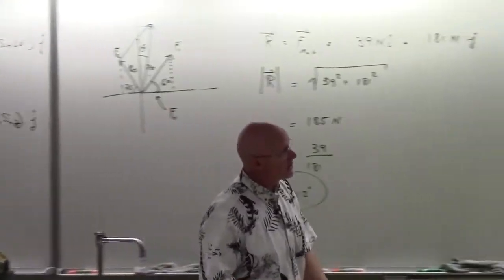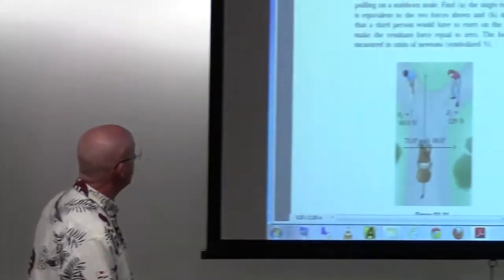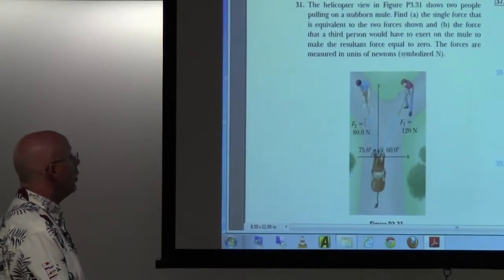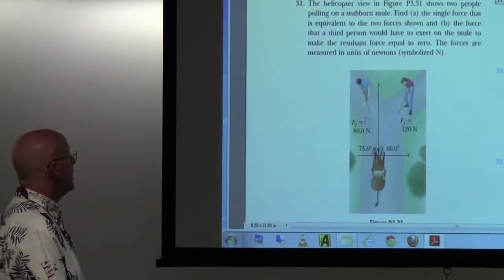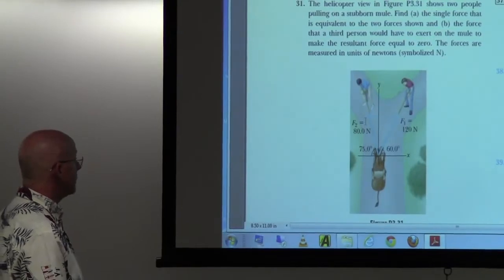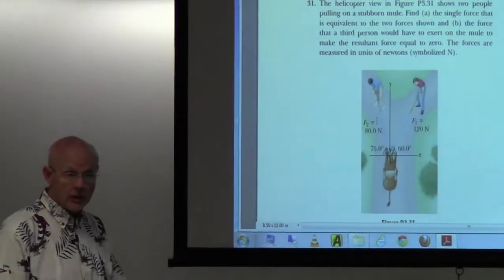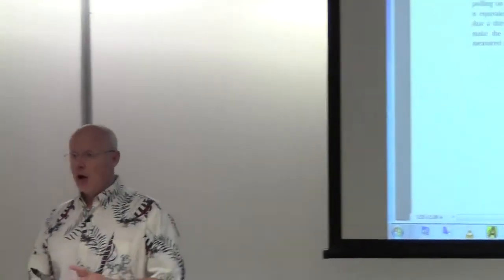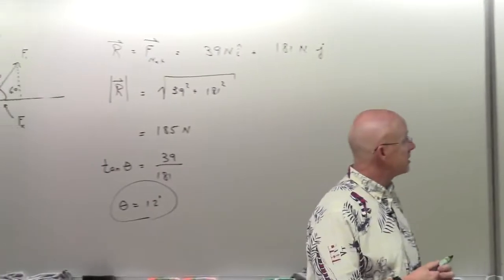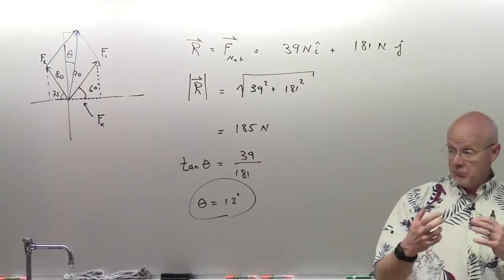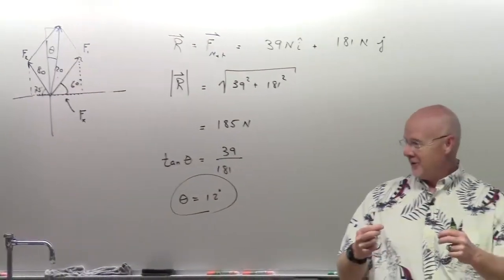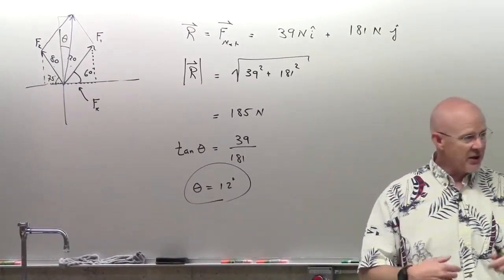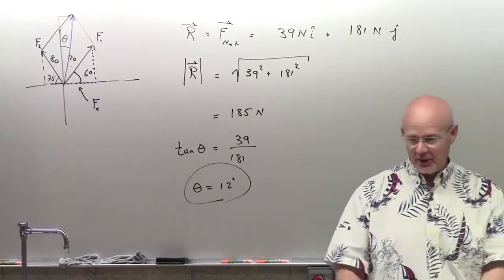I think there's more to this. What was that? A, find the single force that is equivalent to this, and B, the force that a third person would have to exert on the mule in order to make the resultant force equal to 0. I probably think this would be a better problem if they said the third force would not be a person, but what would the mule have to do in order to not move? You've got these two people pulling on it, so what's the mule going to do if the mule doesn't want to move?